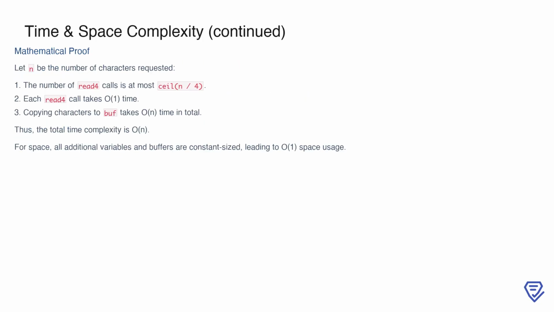To mathematically prove the time and space complexity, consider the number of characters requested, n. The number of read4 calls required is at most ceil(n/4), with each call taking constant time, O(1). Copying characters from the internal buffer to the output buffer takes O(n) time in total. Combining these steps, we arrive at a total time complexity of O(n). For space complexity, the internal buffer and all additional variables are constant sized, contributing O(1) space. Since no data structures scale with n, the total space complexity remains O(1). This efficient handling of both time and space ensures the function performs well even for large values of n.